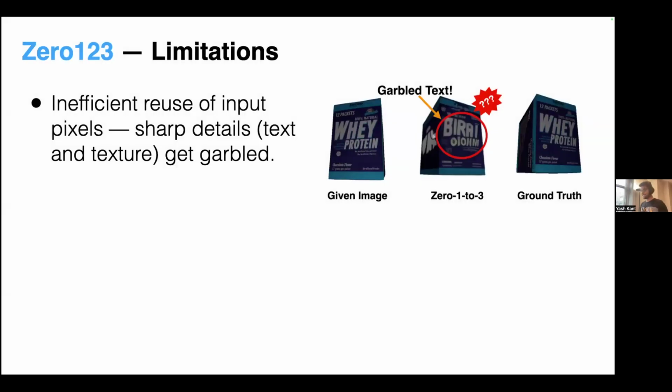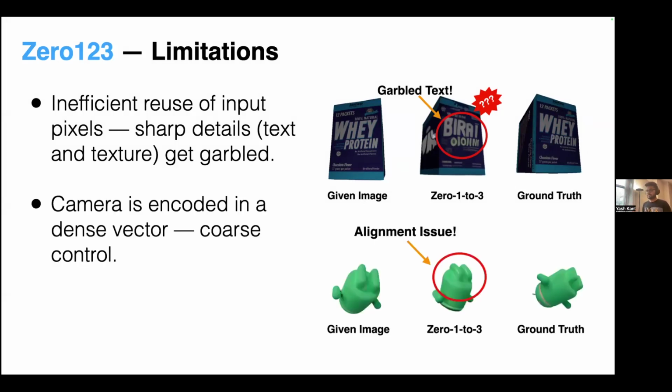Hey guys, sorry. So coming back here, so we have this given image, and it has these sharp details of text and texture. And when we push it through a CLIP encoder, basically all of that gets garbled because we are pushing it through a dense network, and there is no way to basically recover those details once it has gone through that dense network. And Zero-1-to-3 basically garbles those, and we can see it here compared to the ground truth, which basically is a clear text.